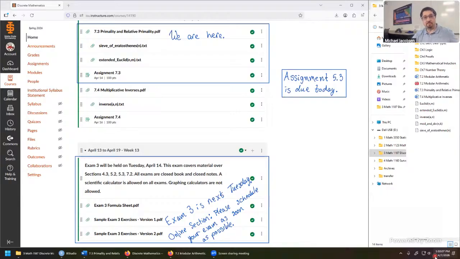After this week is over, we are crossing the 75% mark for the entire semester. And the bigger announcement of the day is that exam three is now completely filled out. The coverage, the review information, the formula sheet, and two versions of the sample exam exercises.